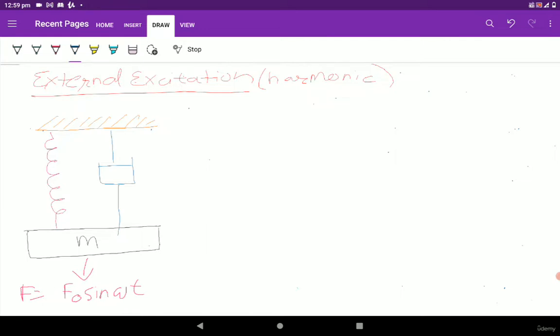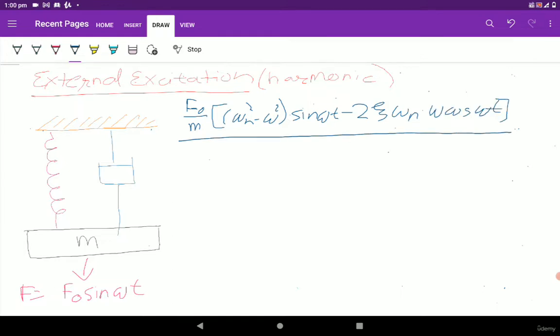Now let's further simplify this equation. We are going to get f naught by m, omega n square minus omega square dot sin omega t, minus 2 zeta omega n dot omega cos omega t, divided by omega n square minus omega square whole square plus 2 zeta omega n dot omega whole square.